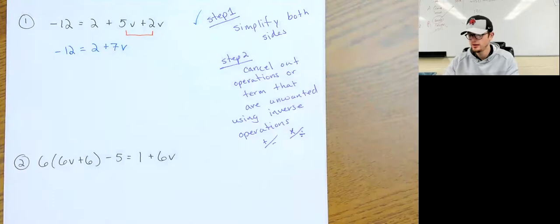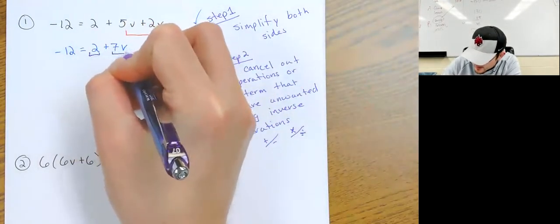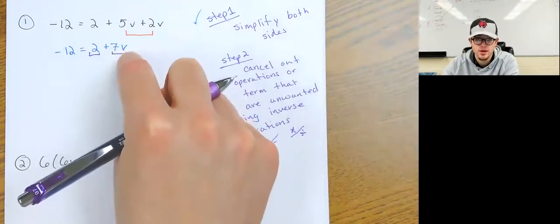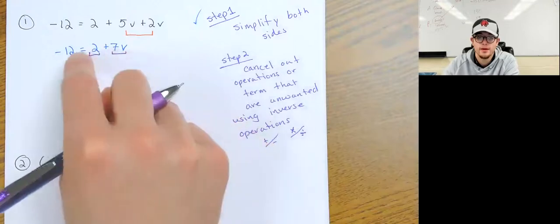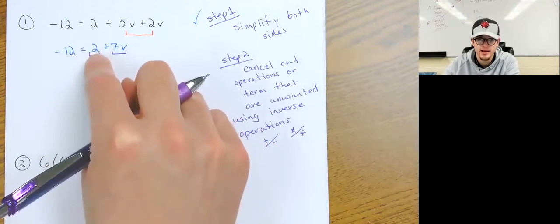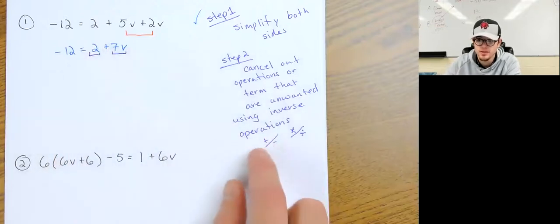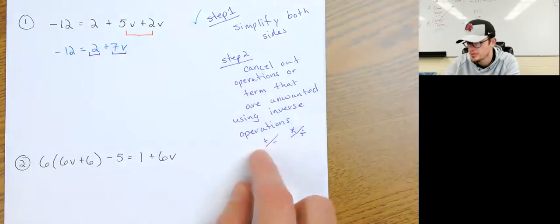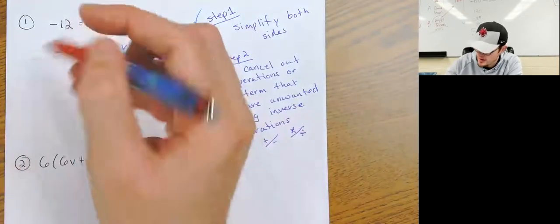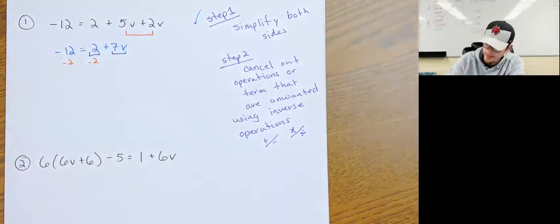So if I look here, there's actually two terms, and I want v by itself because I'm trying to solve for v. So I need to get rid of this term. And how do I cancel out that term? How do I cancel out a positive 2? What's the inverse of positive? Negative. So I need to subtract 2. So I will subtract 2, subtract 2. Both sides.